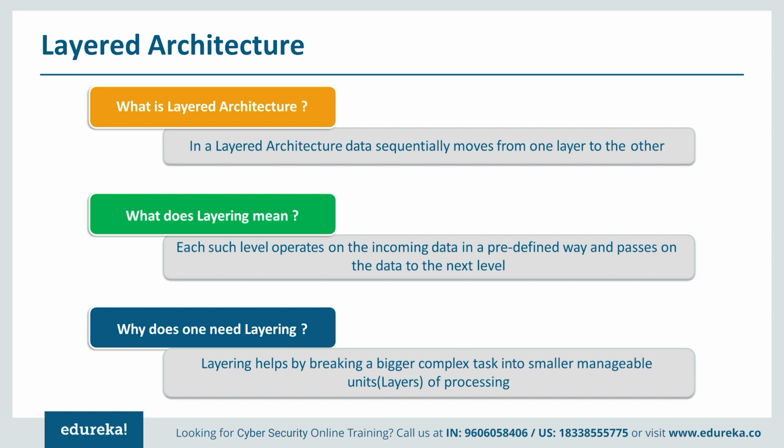In a layered architecture, data moves sequentially from one layer to the other. Initial processing is done by the first layer, then the next one moves to the second layer. Likewise, it goes to the third, fourth, fifth, and up to the 7th layer. When we start from the physical layer, the application layer would be the 7th layer. When a user interacts with the operating system or tries to Google from Internet Explorer, the user always works on the application layer.